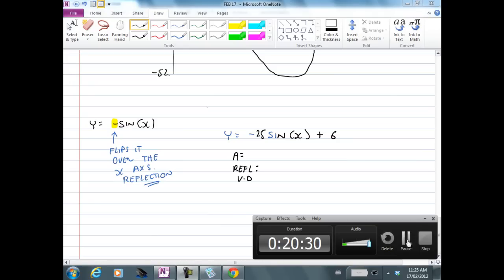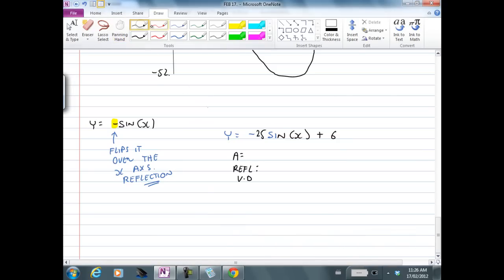So in case you're lost, Zenat, what's your amplitude going to be? 25. Amplitude cannot be negative whatsoever. Reflection, that's over the x-axis. Ryan, up or down? Down how many? Nope, down 6. This is your vertical displacement number. It's also the center line. Oh, sorry, this is not down 6. This is up 6. Why am I listening to you, Ryan? Never take advice from Ryan.